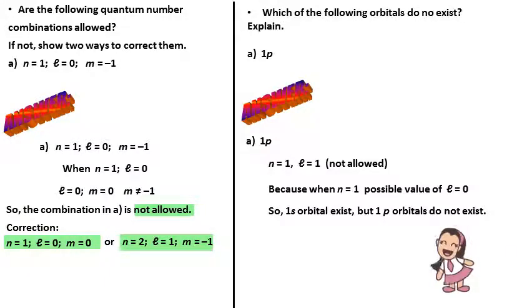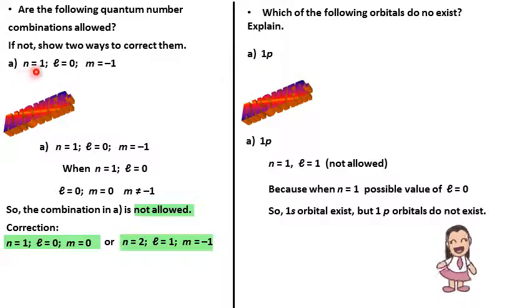Let's try some questions to test your understanding. The first question is: are the following quantum number combinations allowed? If not, show 2 ways to correct them. A set of quantum numbers is given, and then check allowed or not allowed. How about this one: which of the following orbitals do not exist? Explain. A subshell is given and then we ask, is it allowed or not allowed? Actually, these two questions test your understanding of the quantum numbers n, l, m, s.